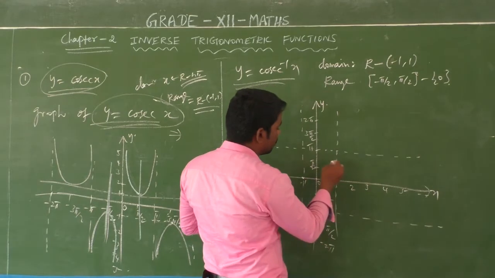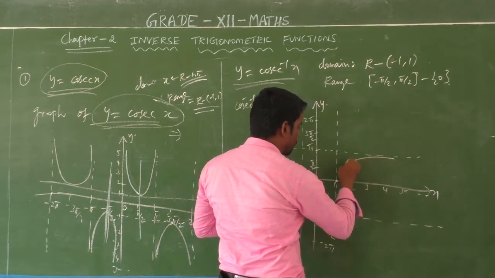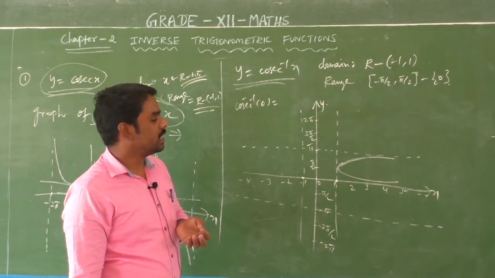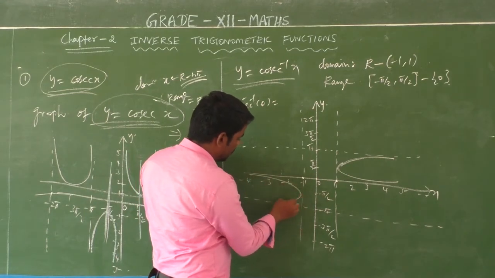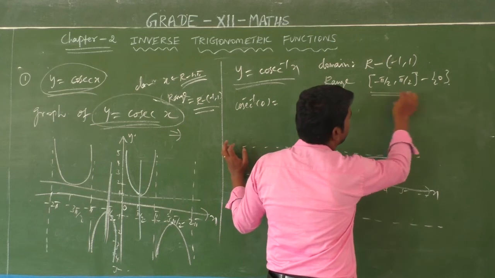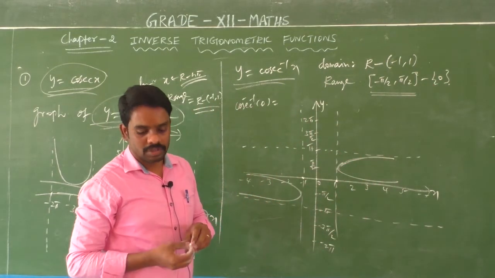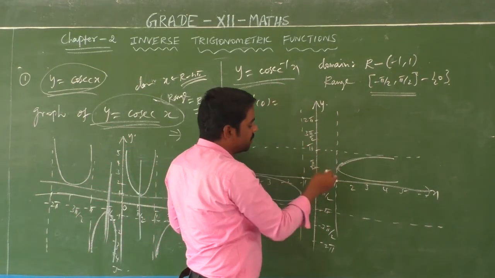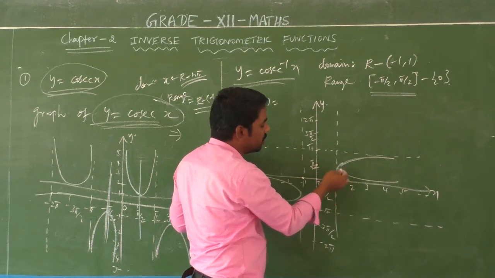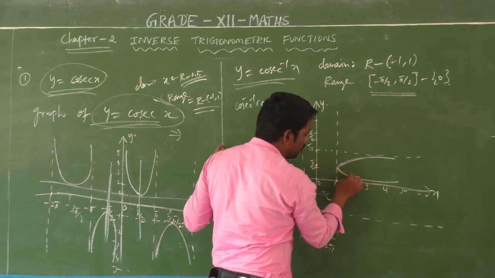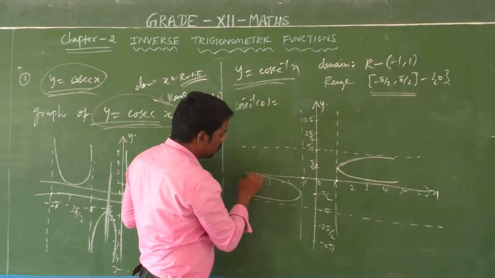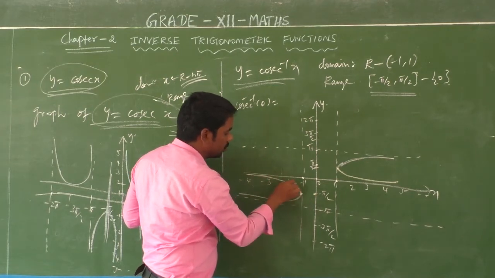Okay, so this is the y equal to cosecant inverse curve. Here the range is minus pi by 2 comma plus pi by 2 except 0. So the cosecant inverse exists only between minus pi by 2 and plus pi by 2. This is plus pi by 2 and this is minus pi by 2. This curve exists between the values minus pi by 2 to 0 open interval, and 0 to pi by 2.